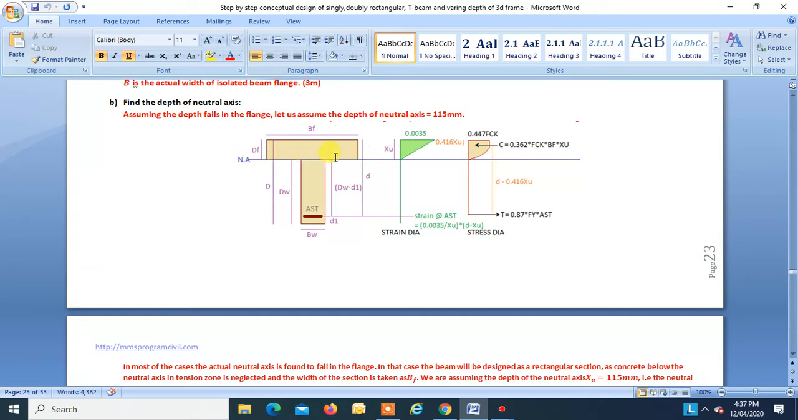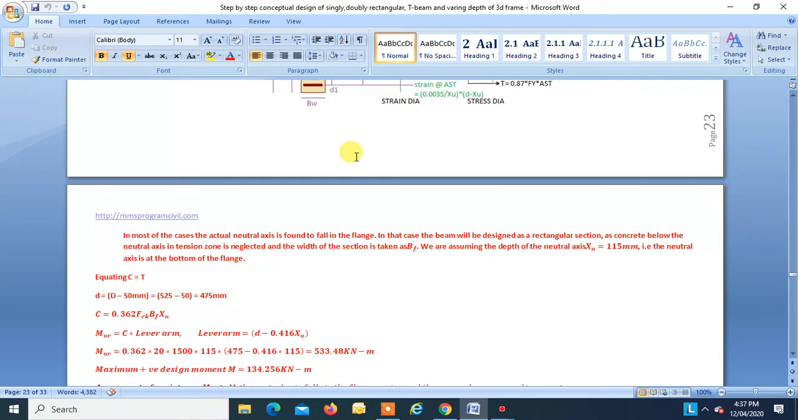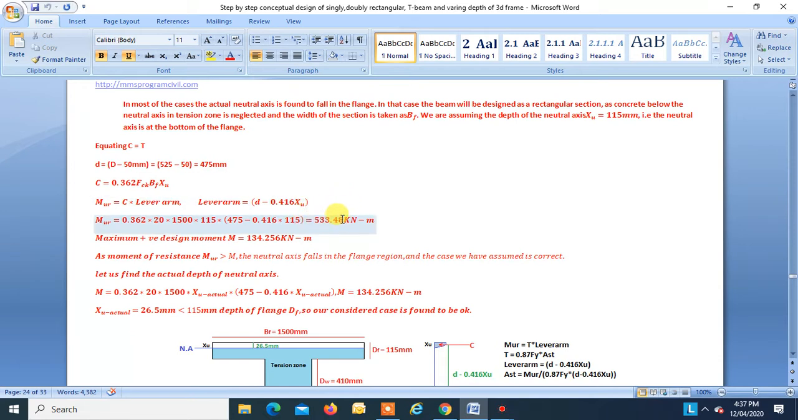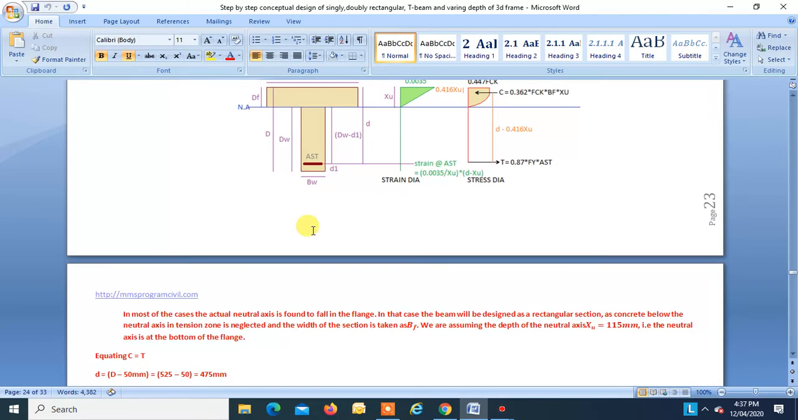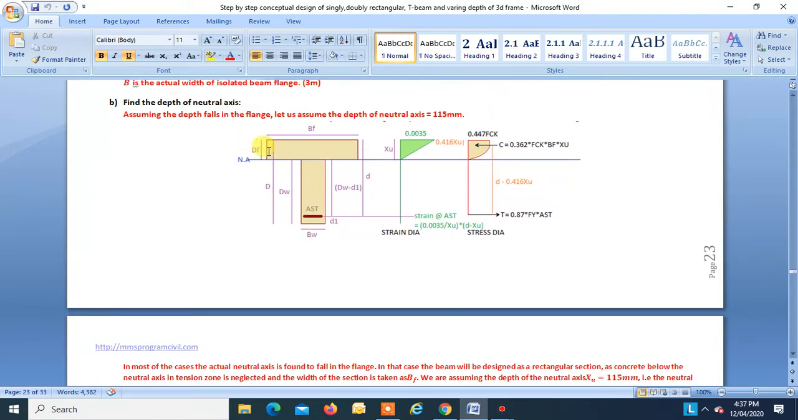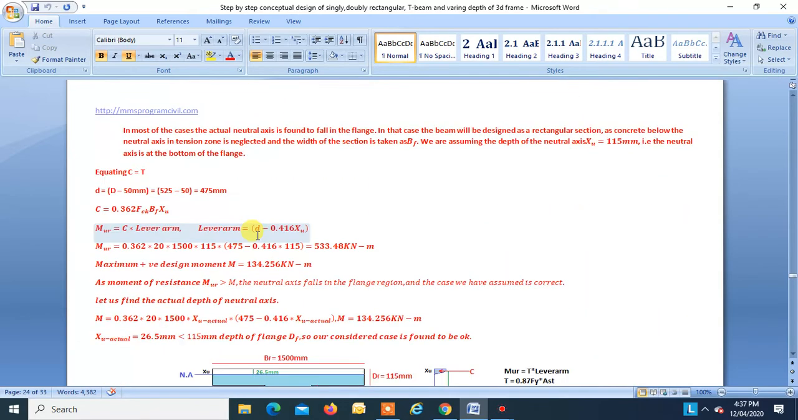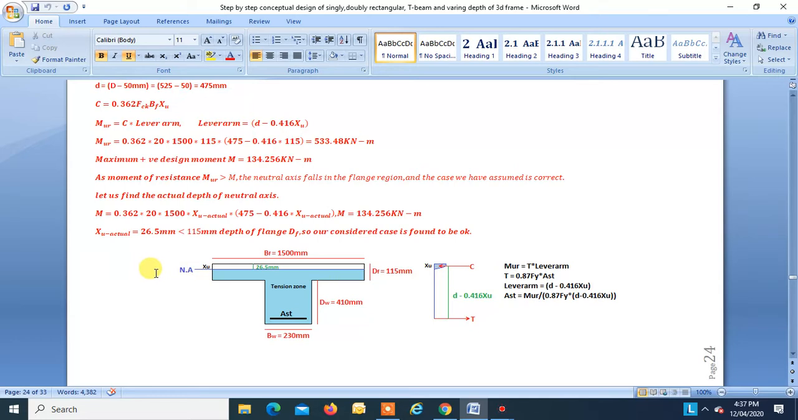when the neutral axis is at the bottom of the flange. Okay, so definitely this is your moment of resistance, but our design moment is less. So definitely the neutral axis will fall in the flange, and the assumption that our case falls in case 1 is found to be correct. Okay, so now let us find the actual depth of neutral axis.